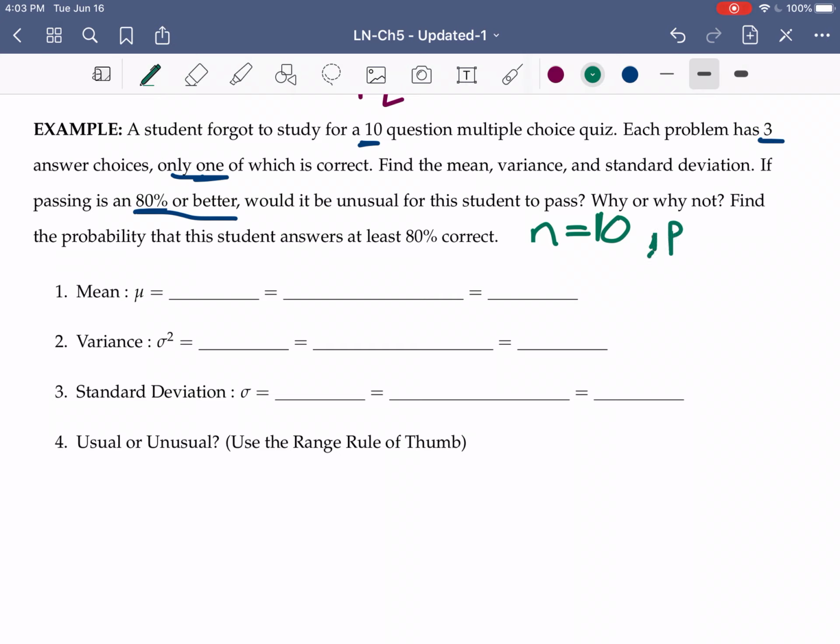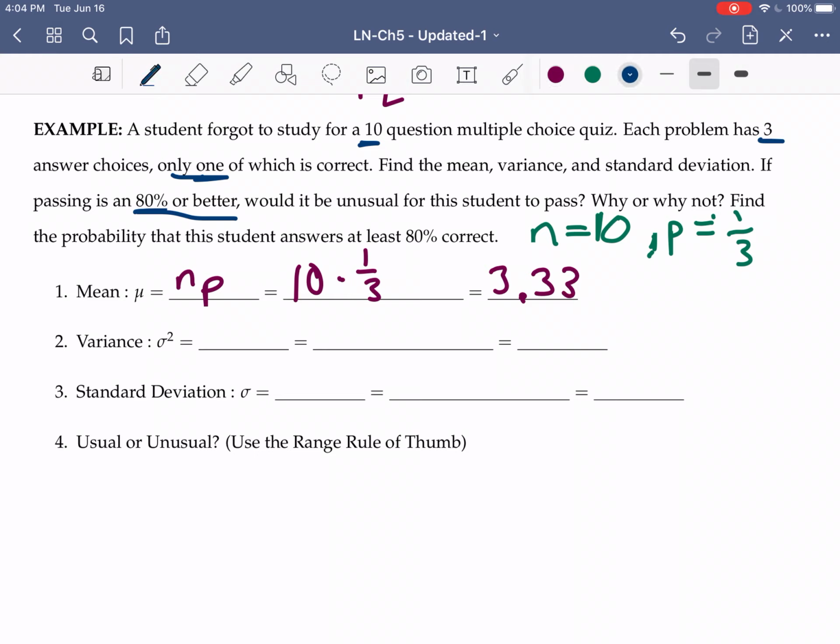The probability of success on a single trial is 1 out of 3. There are 3 answer choices, only one of which is correct, so 1/3 is our probability of success. That probability is the same from trial to trial. It's equal for each of those trials. The trials are independent, so if you have success on one trial, it does not impact the probability of success on any subsequent trial. So calculating the mean, we have n times p, which in this case is 10 times 1/3, or 3.33.